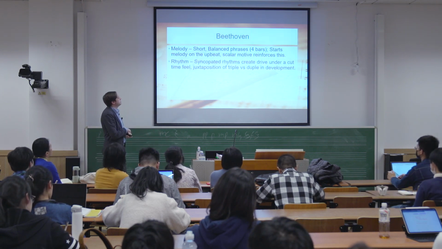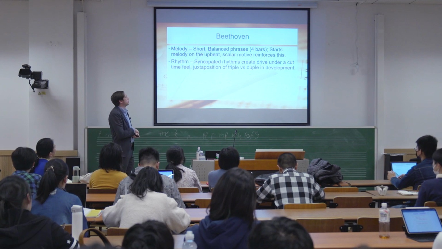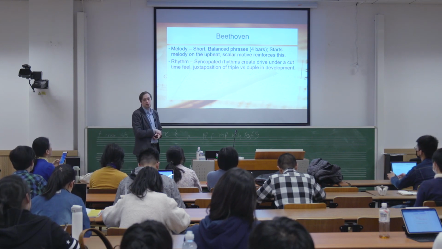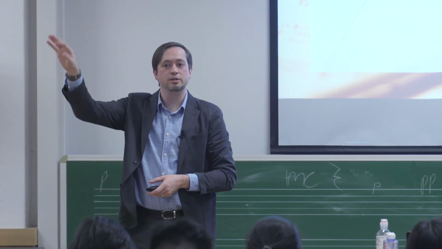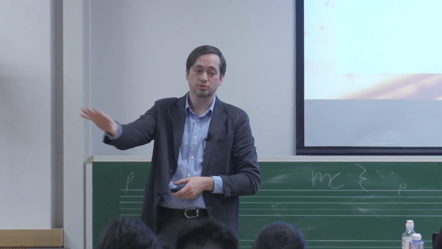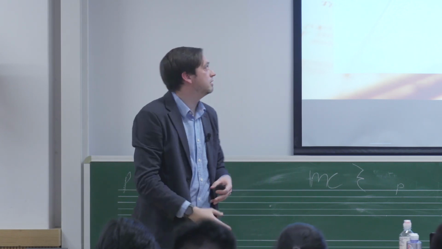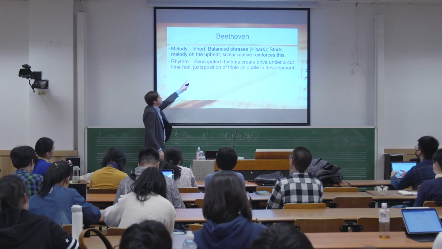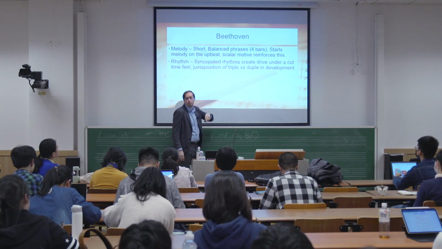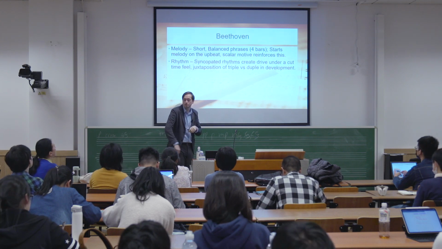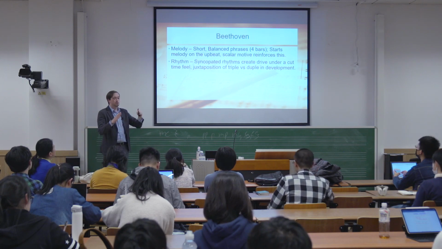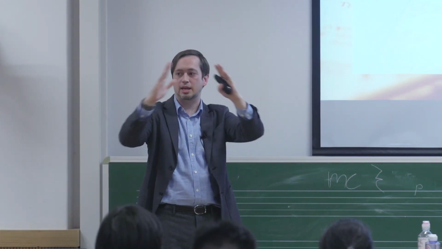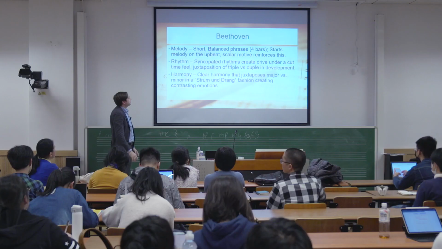Then we have rhythm: syncopated rhythms create drive under a cut time feel. Now, cut time, instead of going 1, 2, 3, 4, we have 1, 2, 3, 1, right? It's a more open feeling. And then later, towards the end, we had triple versus duple. We had the syncopation in the cellos and the viola, and then we had the triplets in the strings. So juxtaposition means to put 2 different things next to each other.